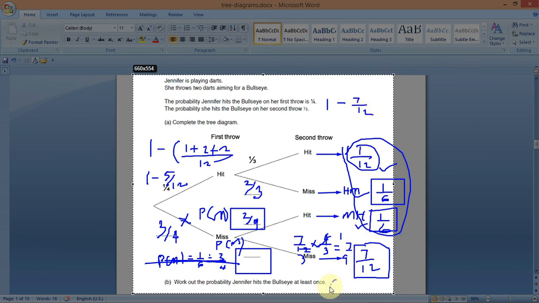So that will give me 1 minus 7 out of 12, and that is 5/12. And because definitely this will give me 2 plus 2 plus 1, 5/12. So the answer here is 5/12.